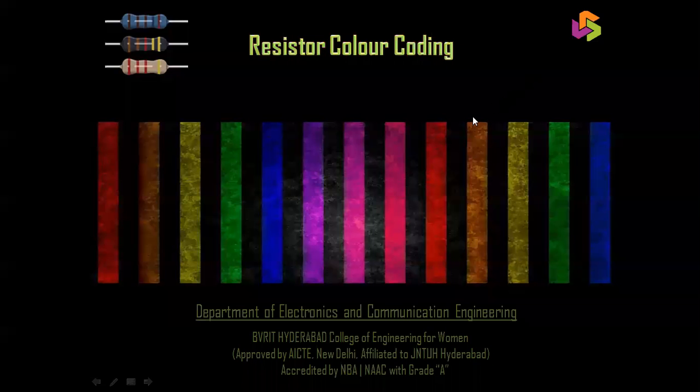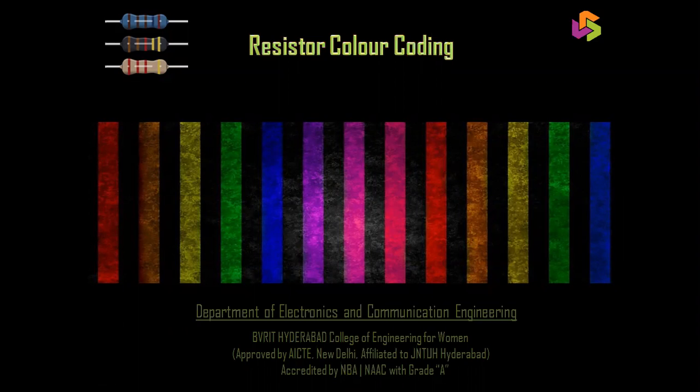Welcome to the session on resistor color coding. Having seen what a resistor is and various types of resistors commercially available, in this video we will see how to find the value of a particular resistor. By now, you might have observed the different color bands painted on the resistor. Let's find out in this video how to find the value of the resistor from these color bands.